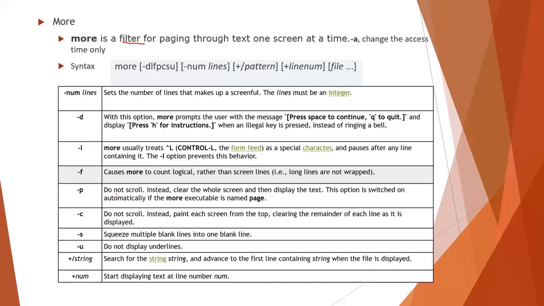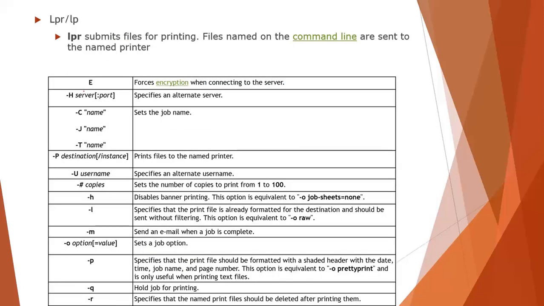Now coming to LP. LP or LPR, both are the same, which is used for printing. Whatever data you have, if you want to print the data that is present in the file, or send it to a printer, in that case I'll be using the LP command. So the LP command is used to just print. To print the data onto any file, we'll be using the LP command, which again has several options.